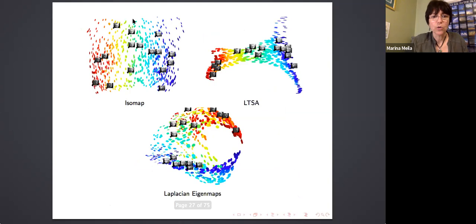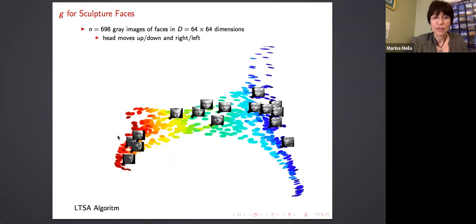So this is the embedding that I showed before, the two-dimensional embedding of the high-dimensional face images. That one was by ISOMAP. This is another embedding, this one by LTSA. You see that the coordinates are different, but at each point on the coordinates, I attach a small ellipse. And this small ellipse represents the Riemannian metric.